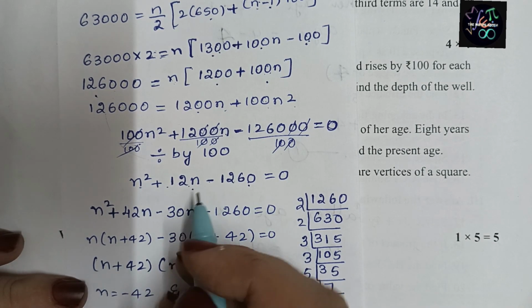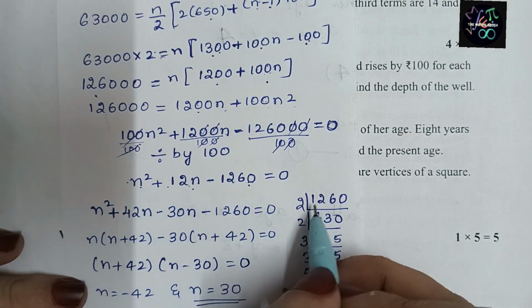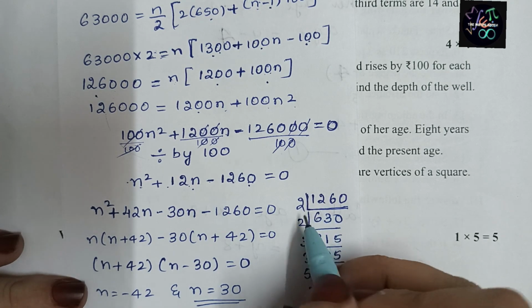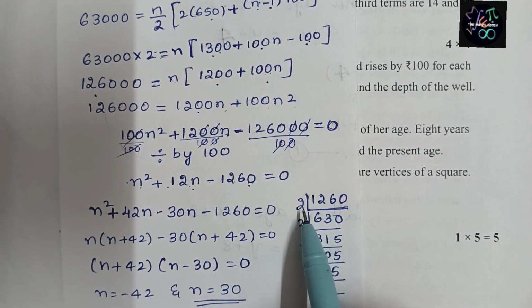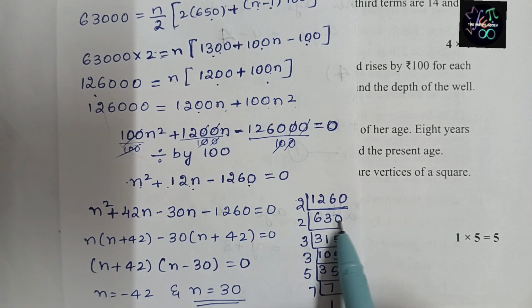Now we have to factorize this. So we know 1 into 1260 is 1260. So I have done the prime factorization. 2 sixes are 12, 2 threes are 6, 2 threes are 6, 2 ones are 2, 2 fives are 10, 3 ones are 3, 3 fives are 15, 3 threes are 9, 5 sevens are 35, 7 ones are 7.